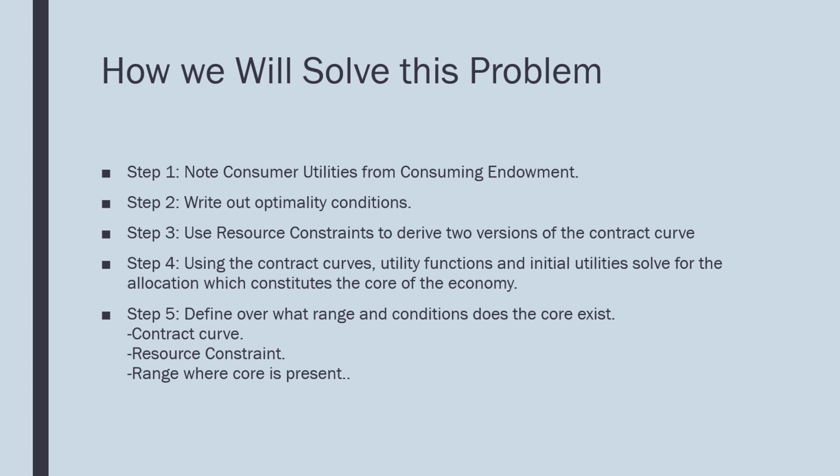And step number 2, this has changed from our previous steps, is that we're going to write out an optimality condition. This is because one of our functions here is not differentiable. Step number 3 is that we're going to use the resource constraint to derive 2 versions of the contract curve. Step number 4 is that we're going to say, using this contract curve, utility functions, and initial utilities, we're going to solve for the allocation, which constitutes the core of the economy. And step number 5 is that we're going to find over what range and conditions the core exists by writing down the contract curve, resource constraint, and the range where the core is present.